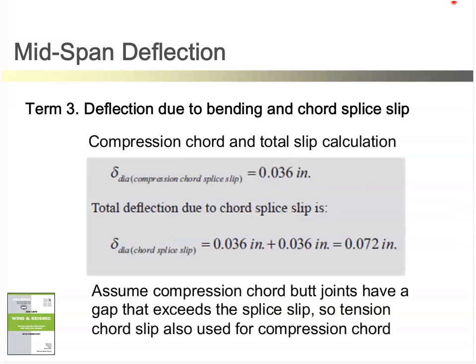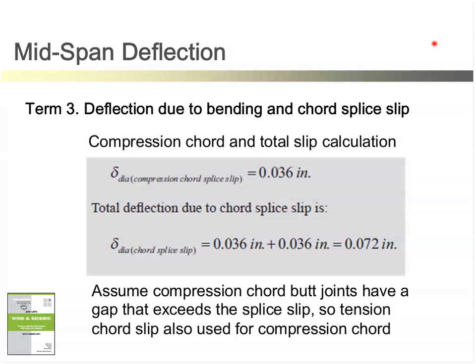We're going to make an assumption with the compression cord that the compression cord butt joints have a gap that exceeds the splice slip, so that the tension cord slip will also be used for the compression cord on the other side of the diaphragm. So that gives us a total deflection due to cord slip of 0.07 inches.